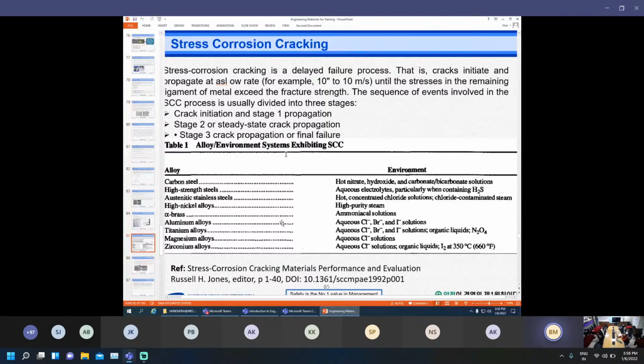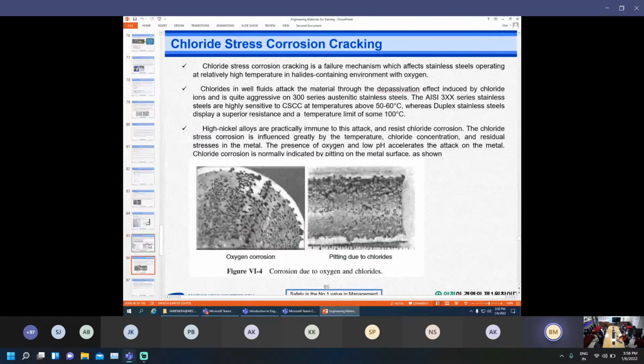There is a good book by Russell Jones. You can go through that and you will get an idea about stress corrosion cracking. Now there is another term, chloride stress cracking, and also sulfide stress cracking. When I'm talking about stress cracking, you understand there is a stress developed on the material, by which a fluid or chemical, that is chloride. If it is chloride, it is called chloride stress cracking. If you are using a material in a chloride environment, it can develop chloride stress cracking.